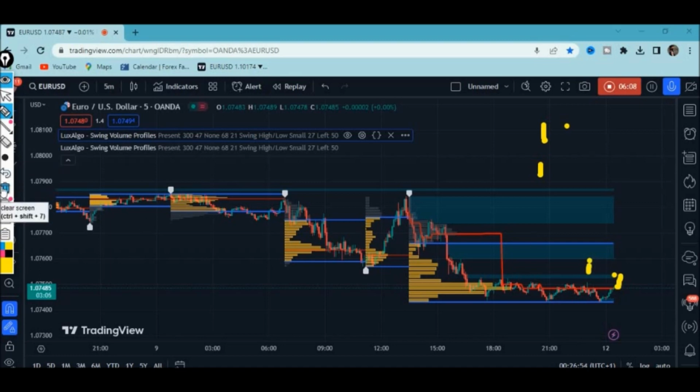So that's what you're really supposed to understand about this indicator. So don't really underestimate what you see done previously. It works perfectly well.